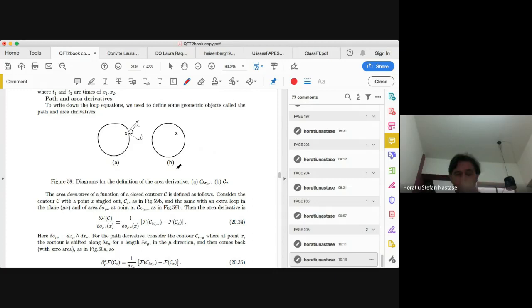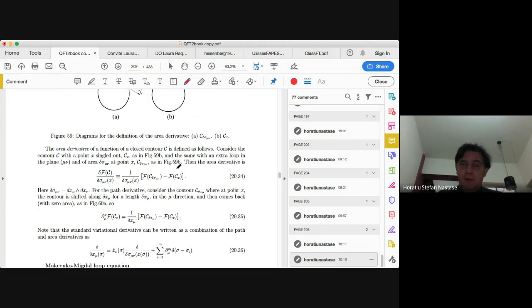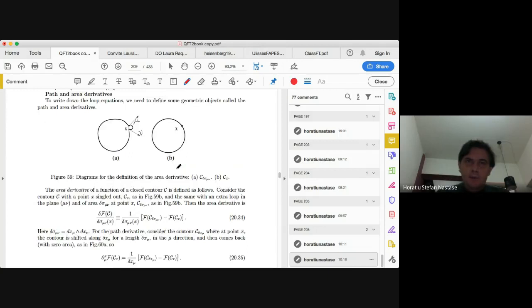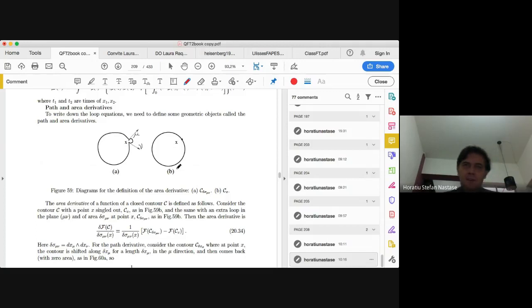All right, but let's continue with our analysis in order to define the Makeenko-Migdal loop equation. So to do that, we have to define a geometric object called the path and the area derivatives. So the area derivative is an operator that acts on a function of a closed contour.